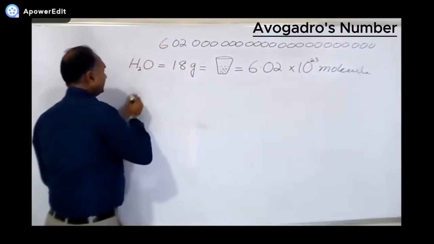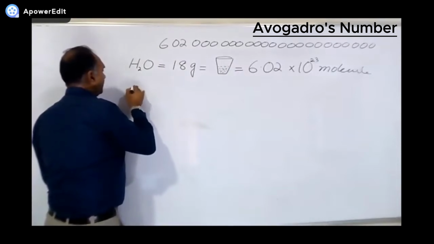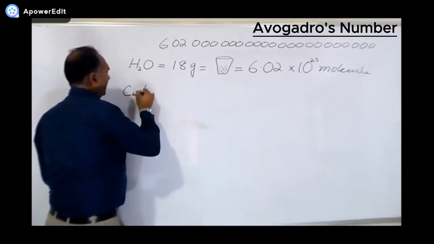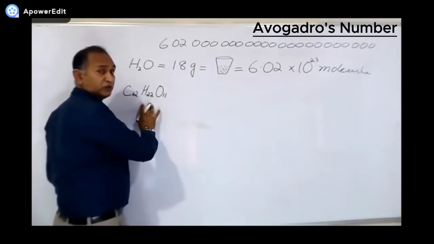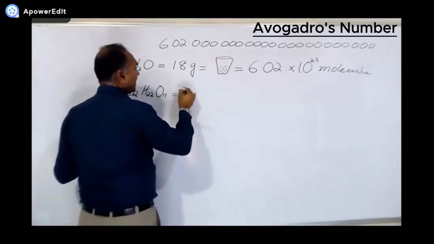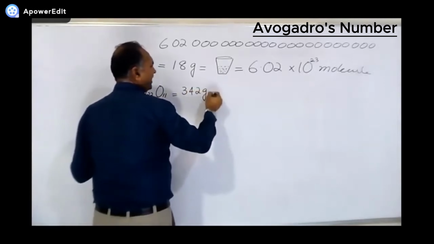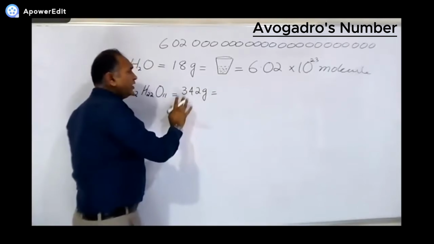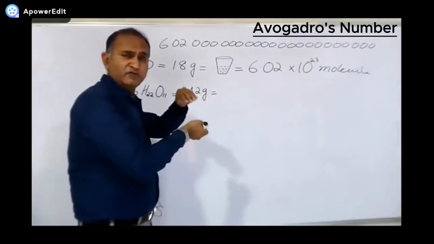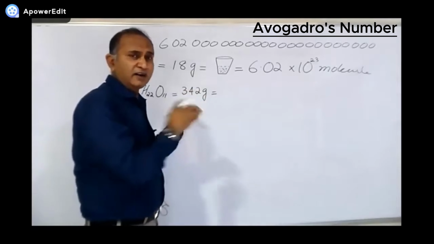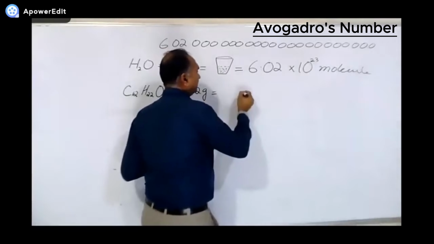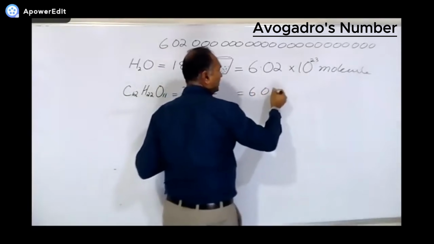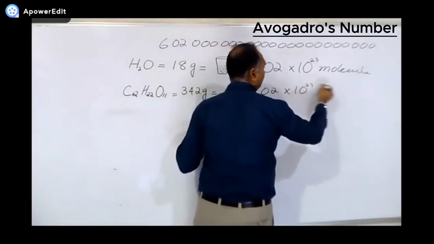If we take sugar, C12H22O11, 1 mole of sugar, we just found out its weight. How many? 342 gram, less than half kg. If we take 342 gram of sugar and start counting how many sugar molecules it contains, we will find naturally it will contain the same quantity of molecules.